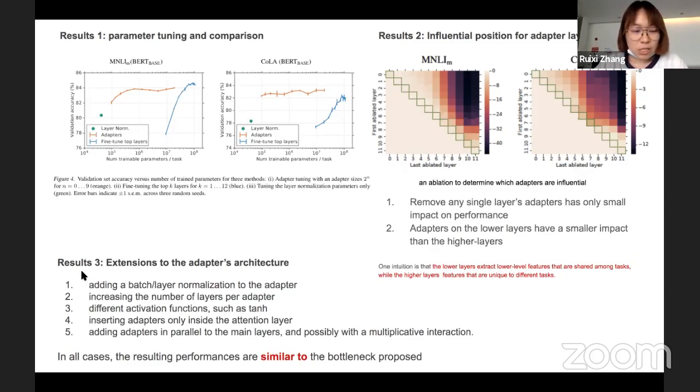The third result is about extending the adapter architecture, like adding batch or layer normalization, or increasing the number of layers per adapter, and so on. In all of these cases, the results show that they are similar to the proposed bottleneck.